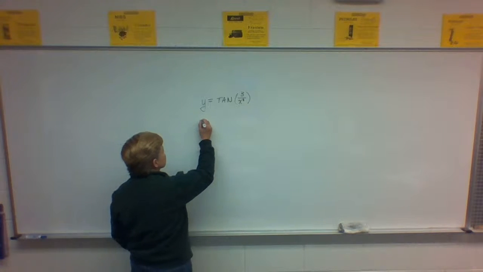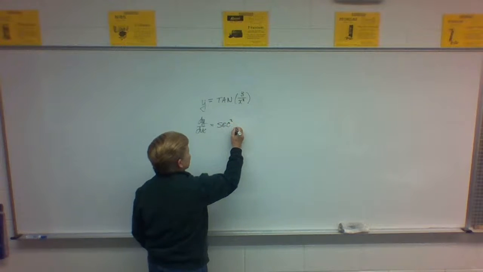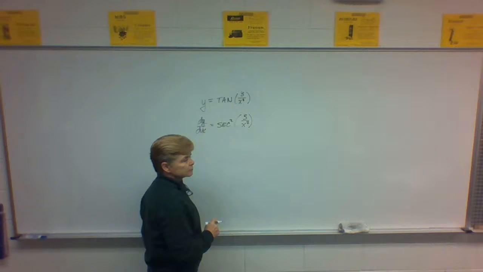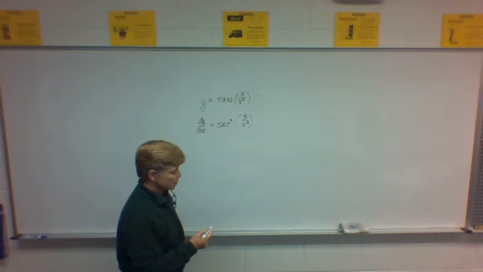So what's dy dx on this? Well, first it's going to be secant squared of 3 over x squared, right? Yeah. You're going to have to multiply that by the derivative of the inside.